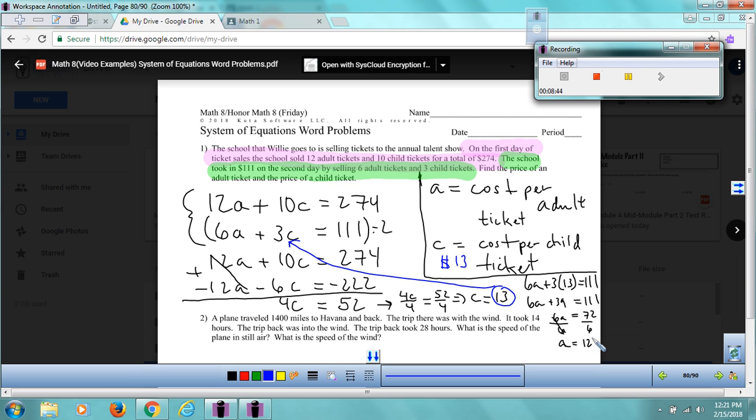So what does a equals 12 mean? a equals 12 tells me the cost of an adult ticket. Now, some of you might, as you're evaluating this, go, wait, an adult ticket costs less than a child ticket? Yeah, this is a bad word problem, because typically that is not going to happen. But in this case it did. So what we would say is each child ticket costs $13, each adult ticket costs $12. Hopefully you see how we set up these equations, how they're built, and then how we use elimination, and how we modify that second equation.